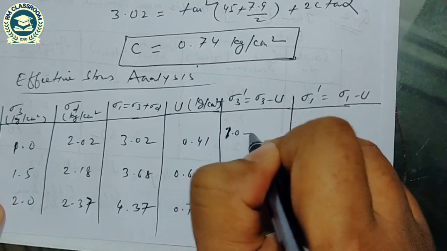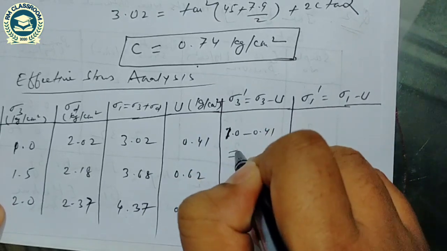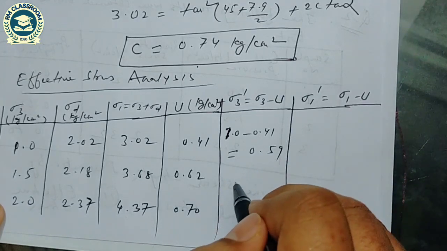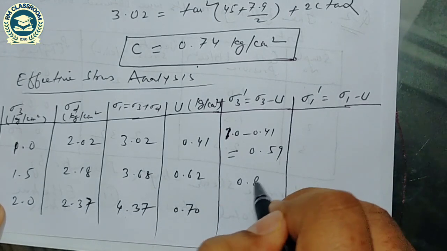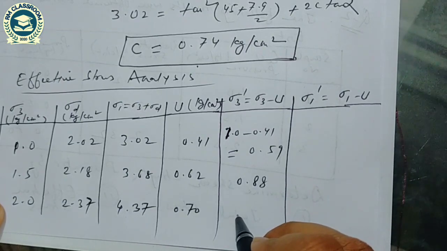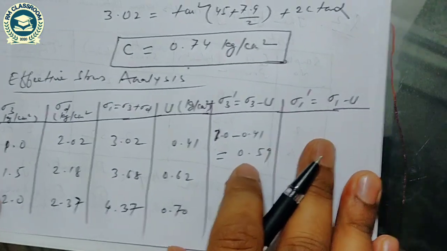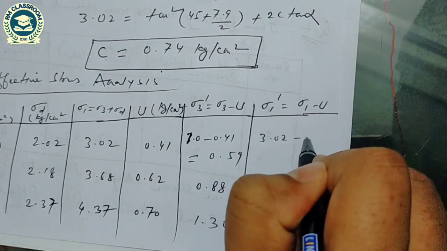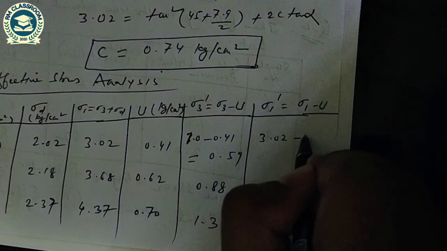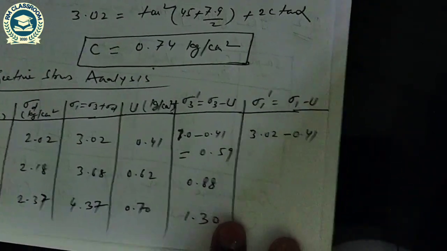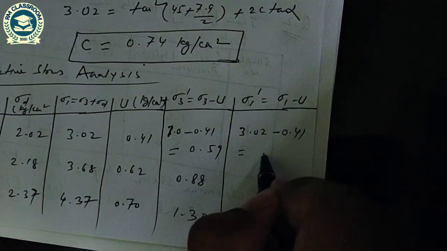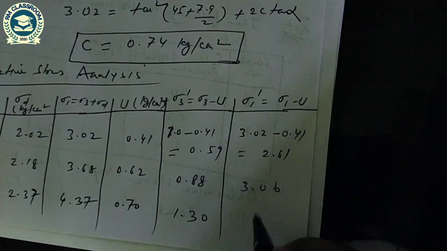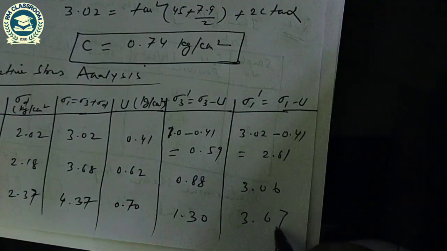So the effective cell pressure is 1 minus 0.41, so it is 0.59. Similarly 1.5 minus 0.62, so it is 0.88. 2 minus 0.7, so 1.3. Similarly major principal stress 3.02 minus pore water pressure 0.41, so it is coming 2.61, and similarly 3.06 and 3.67.